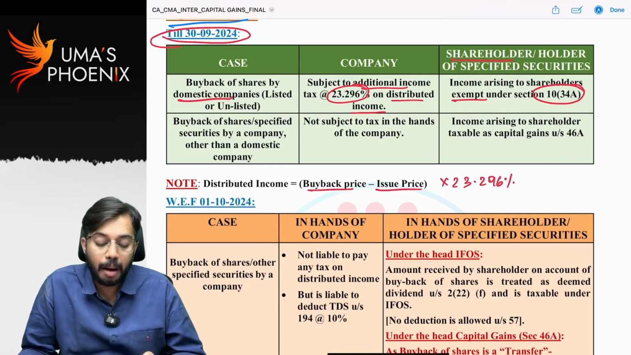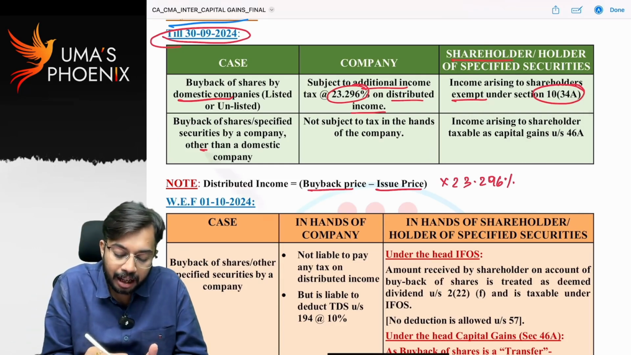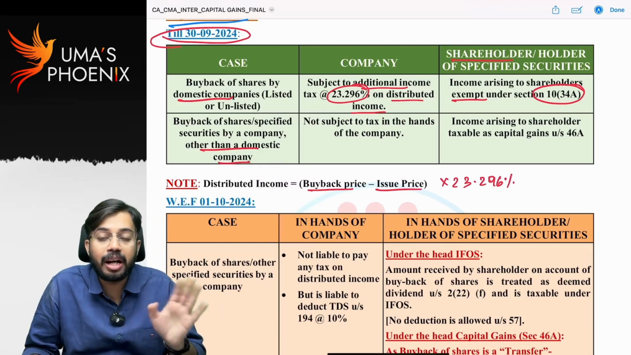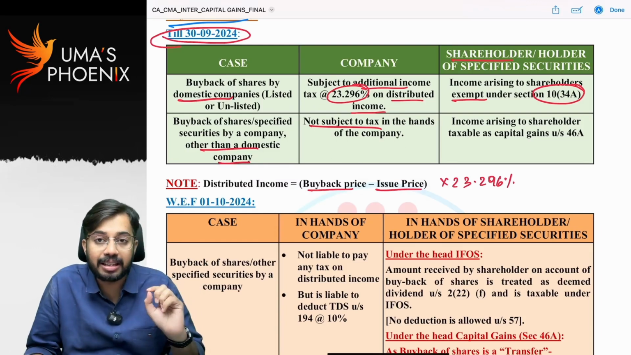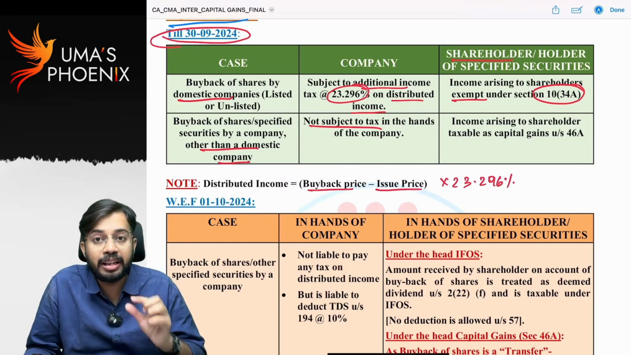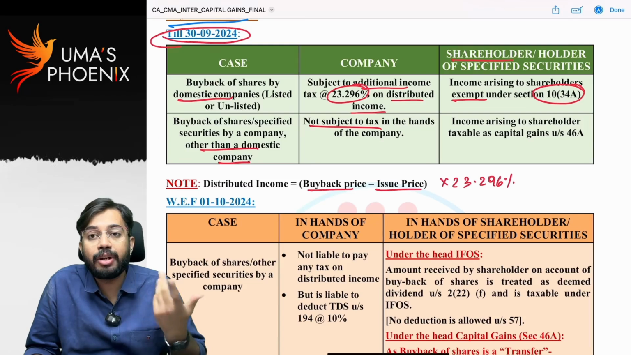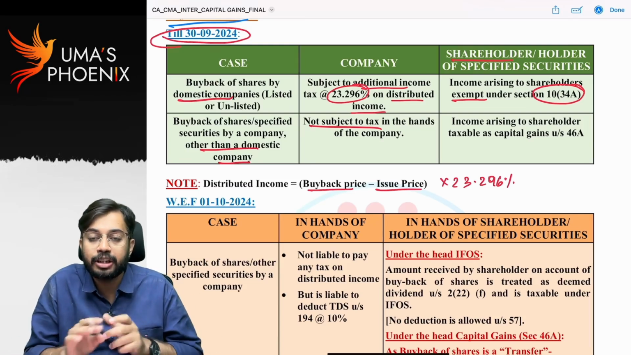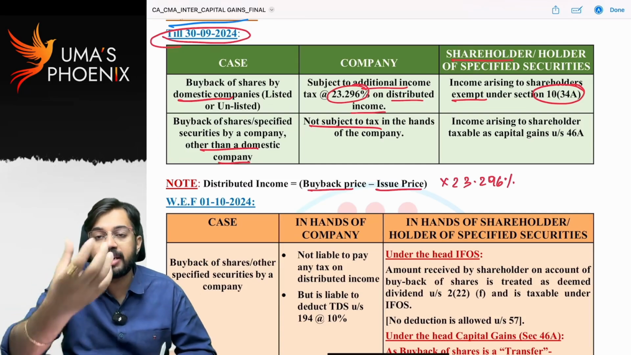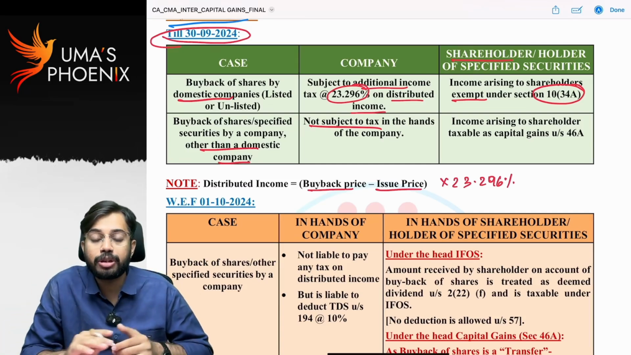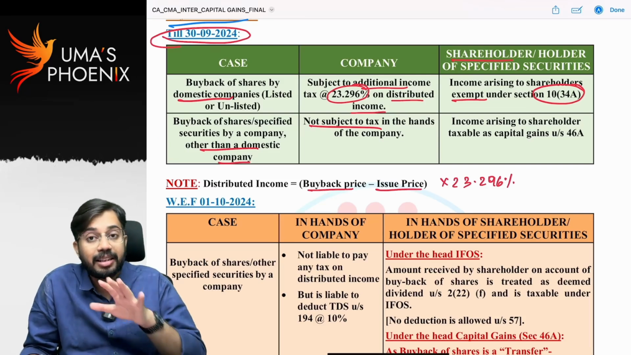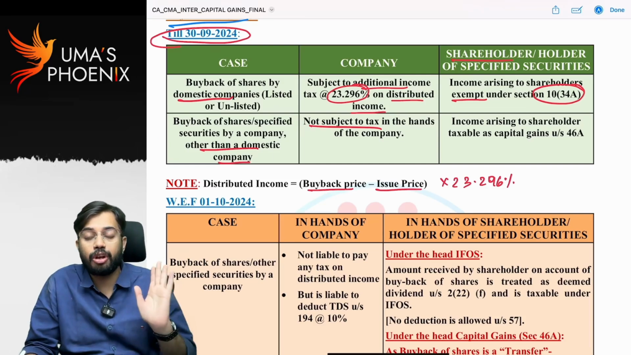But if buyback is done by other than domestic company, that means if buyback is done by a foreign company, it is not required to pay any tax, but in the hands of shareholders, they are required to calculate capital gains, because buyback is extinguishment of capital asset. Shareholder is giving the share and he is receiving the amount. So as it amounts to extinguishment of capital asset, shareholder is required to calculate capital gains. This is the scenario before 1st October 24.